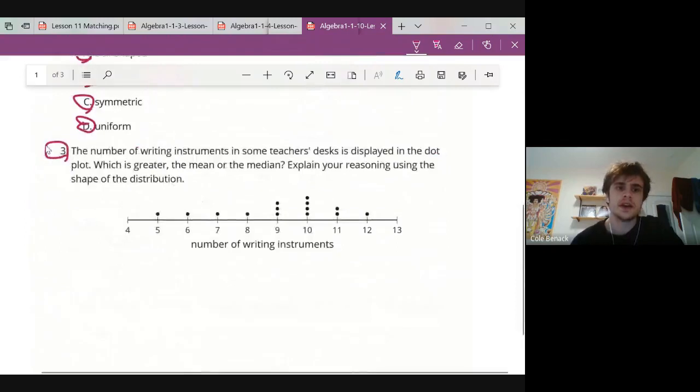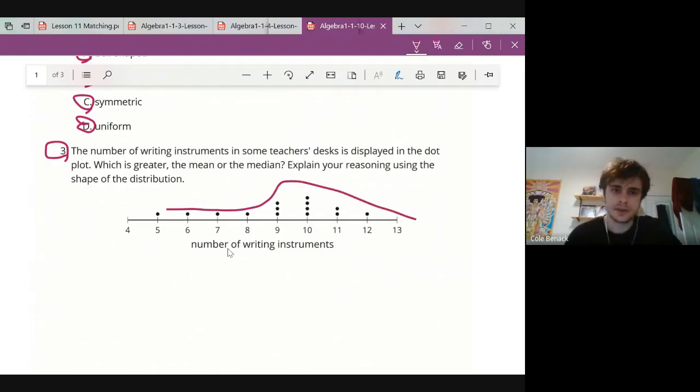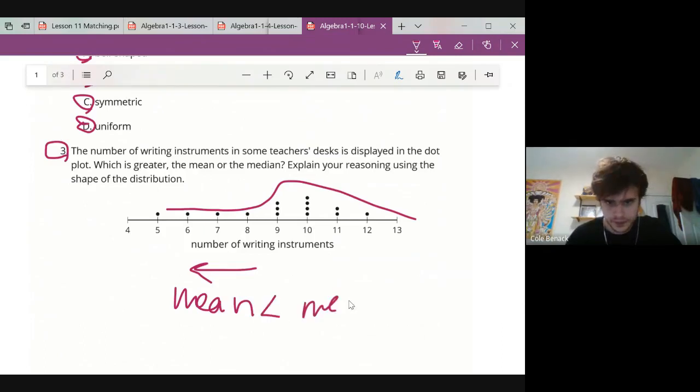All right, number 3. The number of writing instruments in some teachers' desks is displayed in a dot plot. Which is greater, the mean or the median? Explain your reasoning using the shape of the distribution. Well, we can see that this is a little tail over on this left side. We would call this skewed left. So if it's skewed left, that means the mean goes down, the median is not super affected. So that means my mean is going to be less than my median, and that's because it is skewed negatively.